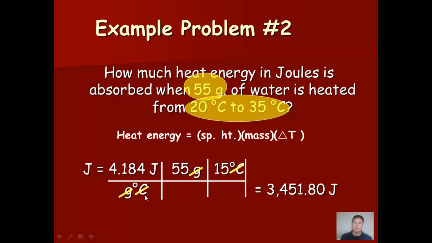Note our grams per degree Celsius is on the bottom. It's not up here on the top. This way they cancel out. We do the math and come up to 3,451.80 joules. So pretty easy to do. Just manipulate the formula a little bit to come up with your heat energy.